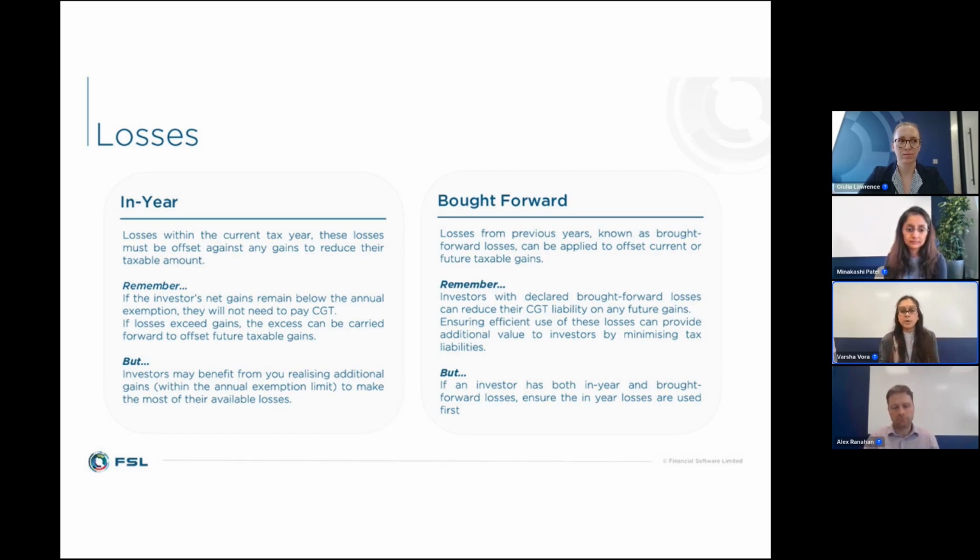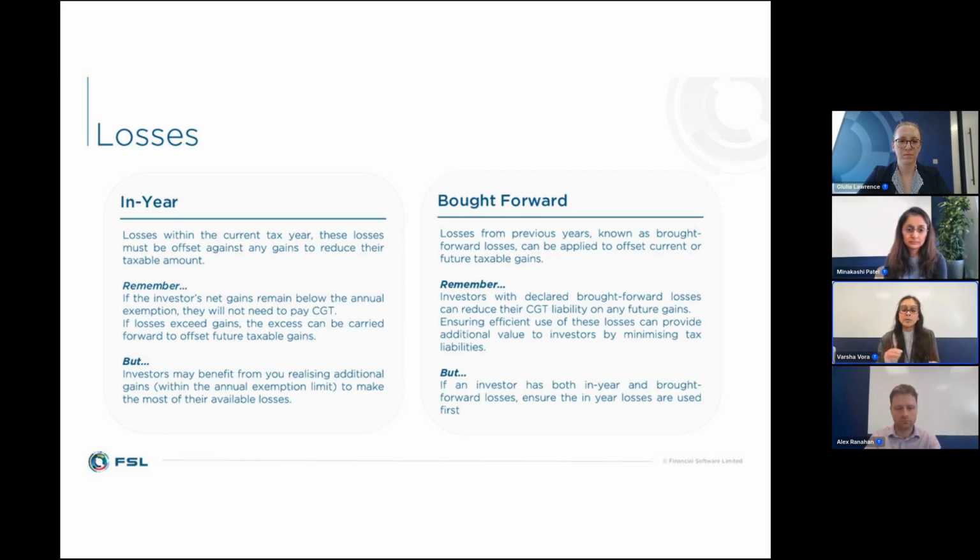So again, from a losses perspective, always net off in-year losses first, and then use any brought forward losses to reduce that gain to the annual exemption, and that can be done as well. And again, all these things are done within CGIX automatically, and these are shown on your CGT report as well.